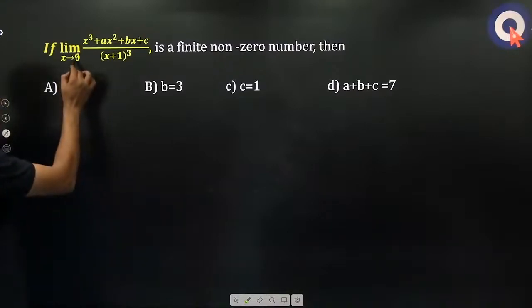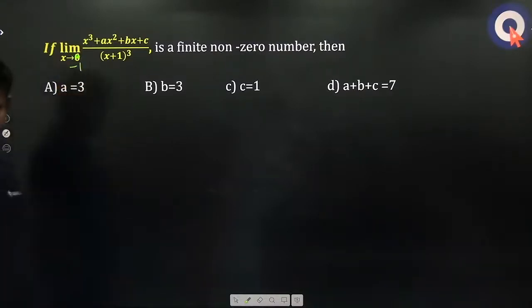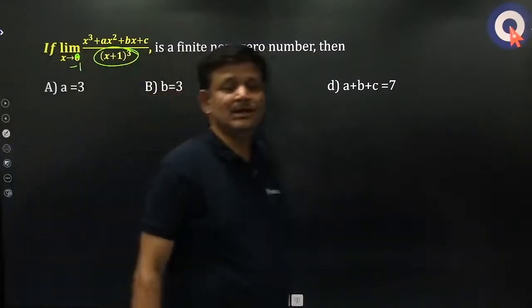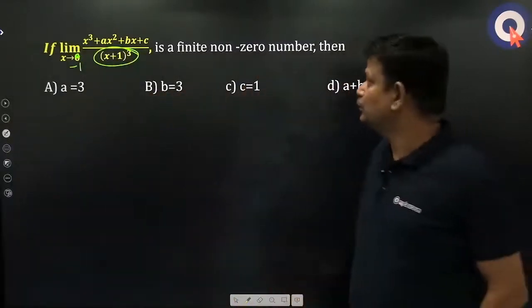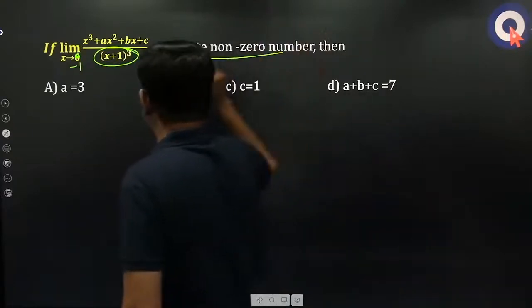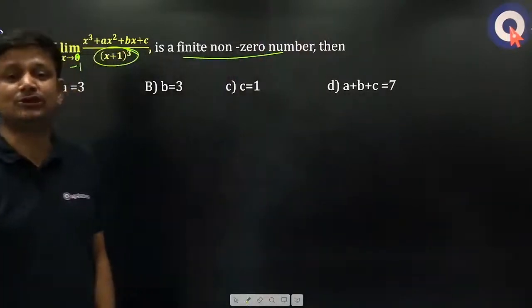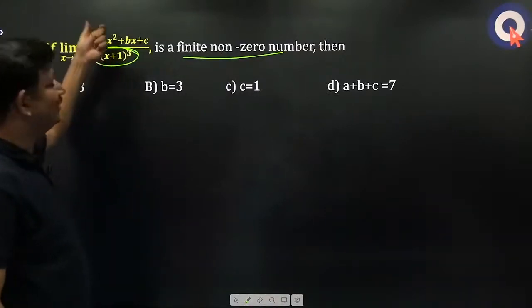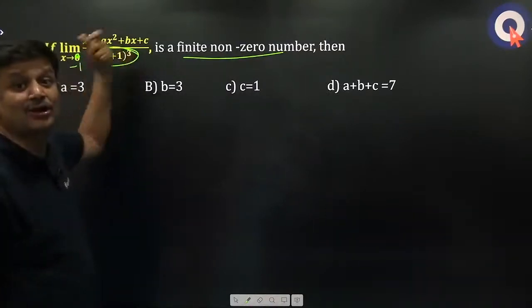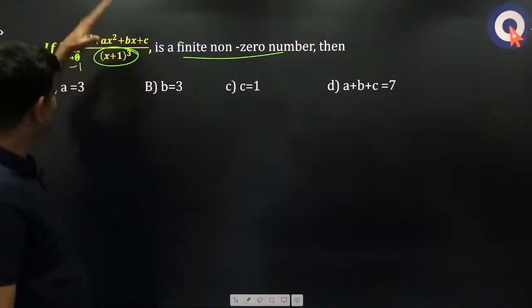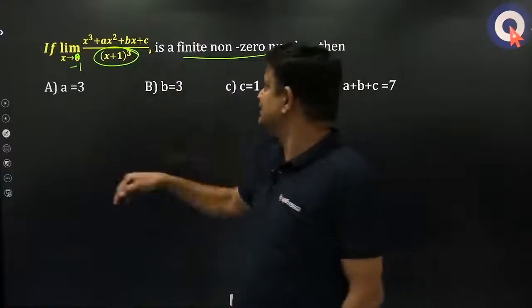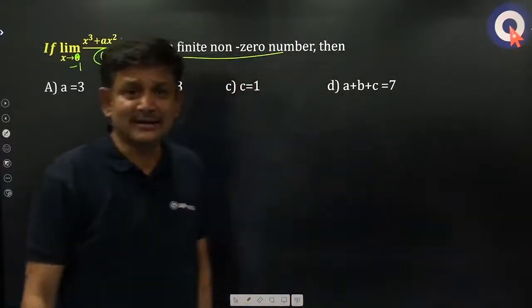Acha, so this should be limit extending to -1. This is becoming how much? 0, denominator is 0. So for this to be a finite non-zero number, numerator should also become 0. And x plus 1 should be a factor, not once, not twice, but 3 times. This x plus 1 whole cube should cancel from numerator and denominator. Only then you get a finite number.